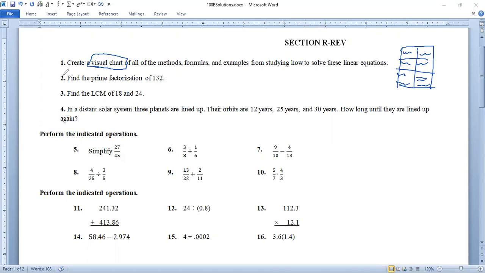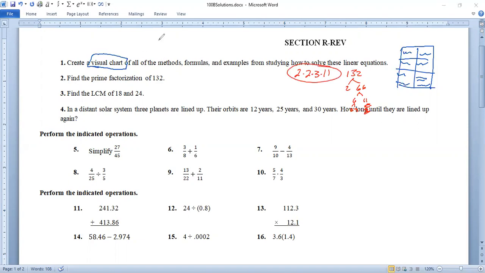All right, starting with section R.1, we had prime factorization. We're going to take the number 132 and do the prime factorization. So 2 goes into it 66 times. That's 6 times 11, which is 2 times 3, and then just 11. So we have 2 times 3 times 11. That's the prime factorization of 132.